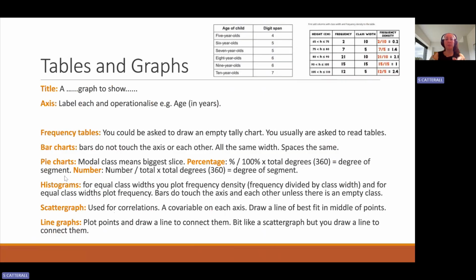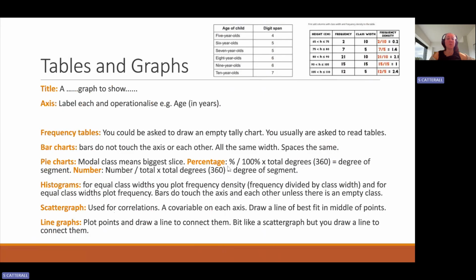So you could times it, once you get your degree of segment, you've got to times it by how much it was to get the degree of that segment. So this is what this is saying: we've got the number divided by the total, times by that, gets you the degree of segment. It's not the same thing, actually. I think it's just a different way.